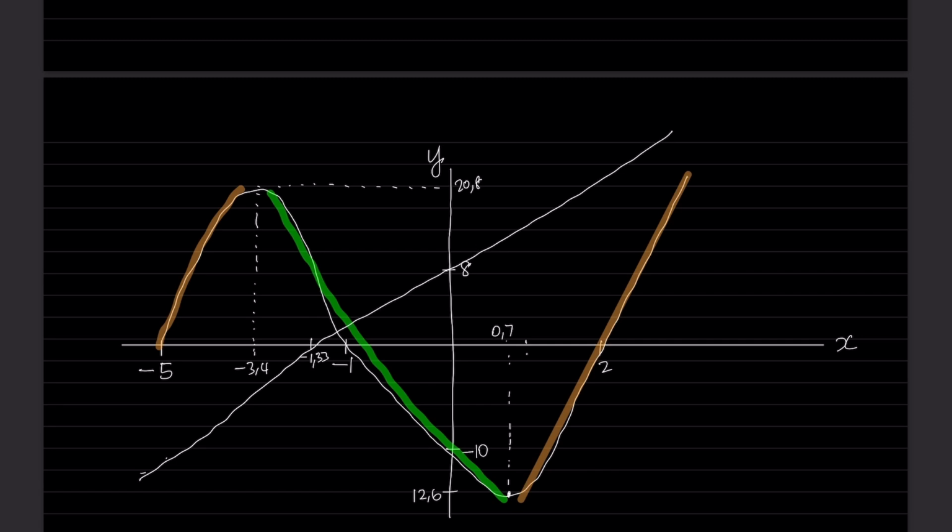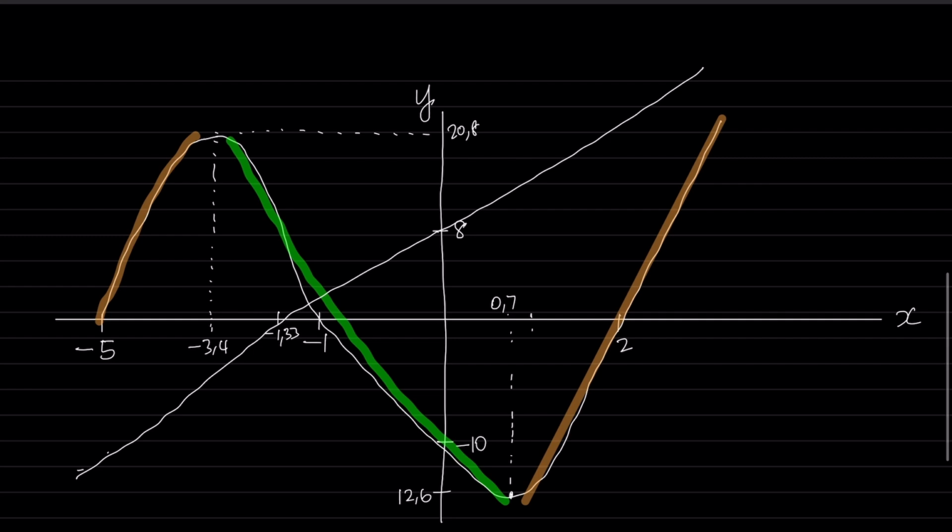Like so. Okay. Now, what we should do next is divide this graph into separate regions. So one region I'm going to divide is this region here, where x is minus 5. Then we have this other region here, where x is minus 3.4. Then we have the minus 1.33. Then we have the minus 1. Then we have the 0, of course. We have the 0.7. And then we have the 2.